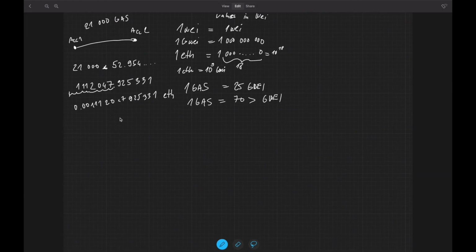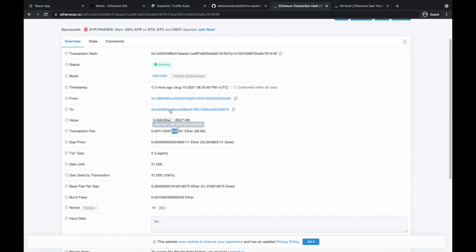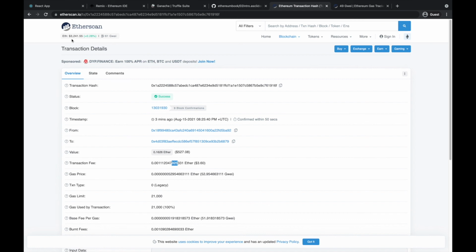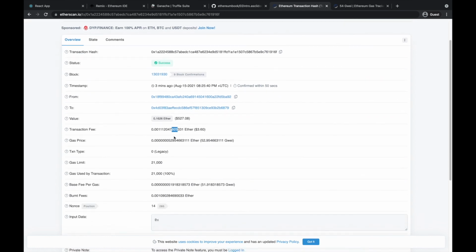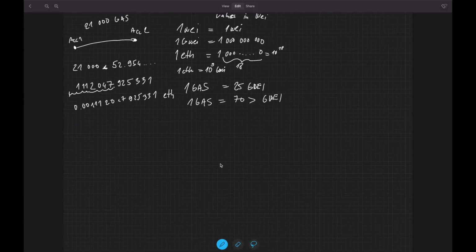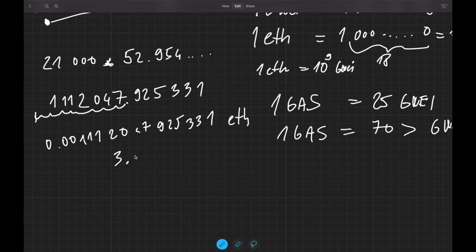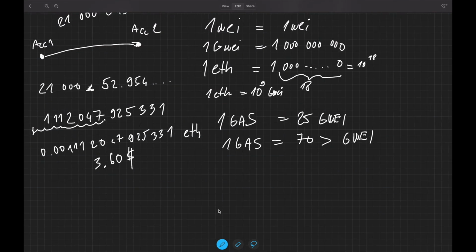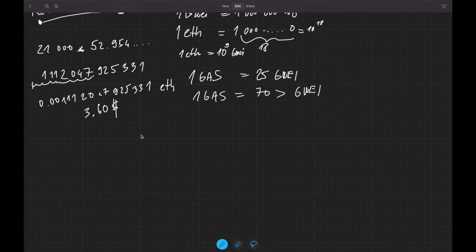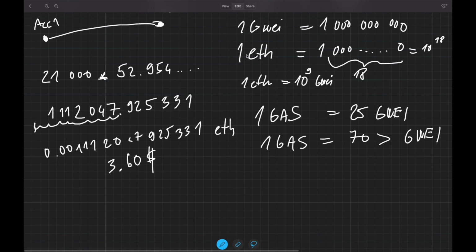And currently the value of Ether is, I don't even know how much right now, 3,241 for one Ether. So this 0.001112 Ether converted to dollars is $3.60. So that's how you transfer it. Yeah, those are the denominations of ETH.